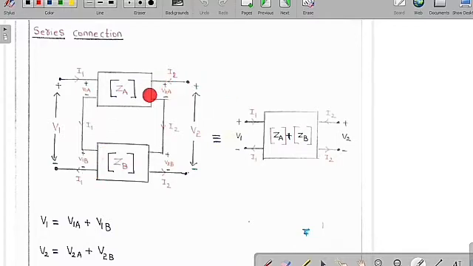Similarly, if the current is I2, the same current I2 is going to flow here also, and here also the same current I2. So we can do a similar simplification: the supply voltage V1 is equal to V1A plus V1B. Similarly, V2 is equal to V2A plus V2B. So V2 is going to drop across this network and also this network.